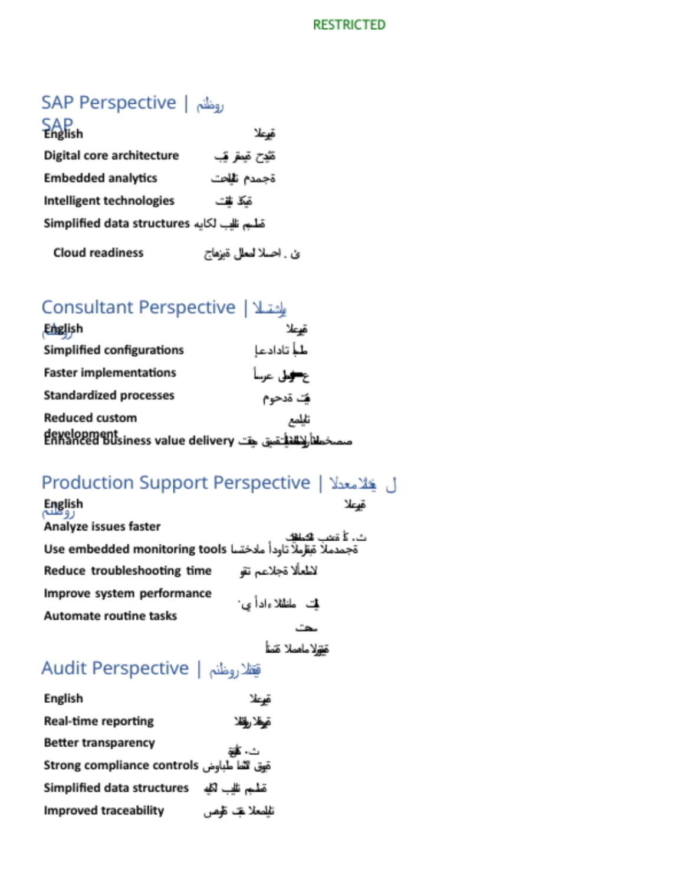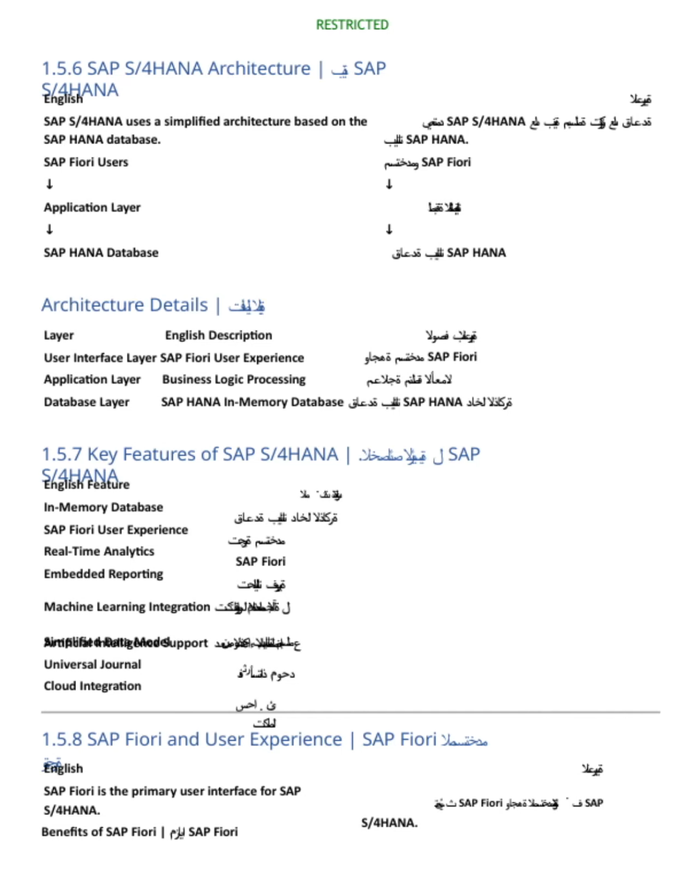On this slide, we're looking at how strong compliance controls and simplified data structures come together to improve traceability and transparency. Real-time reporting gives us better insight, while embedded monitoring tools help reduce troubleshooting time and boost system performance. From production support to consulting, the focus is on simplifying configurations, speeding up implementations, and standardizing processes. All of this supports cloud readiness and leverages intelligent technologies, creating a digital core that enhances business value across the board.